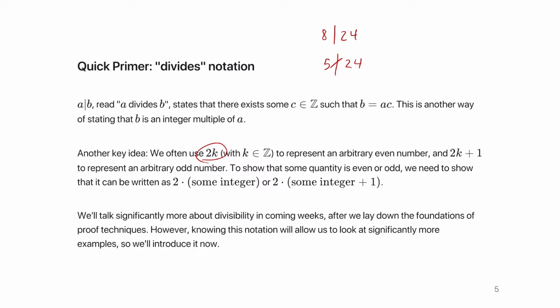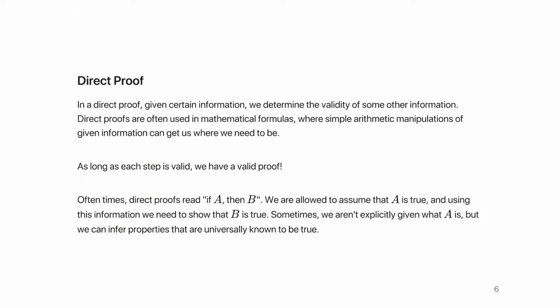Is that clear? And similarly, if we want to show that something is odd, we have to show that it can be written as 2 times some integer plus 1, or equivalently, 2 times some integer minus 1. Because the even numbers are the numbers that can be written as 2 times another integer, and when you add 1 or subtract 1 from an even number, you'll get an odd number. So 2k plus 1 and 2k minus 1 we use to represent odd numbers. Okay, any questions with all of this? No? Okay.